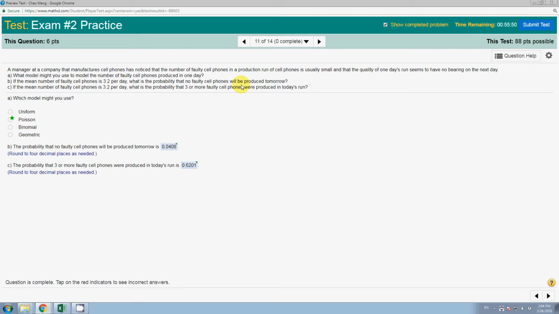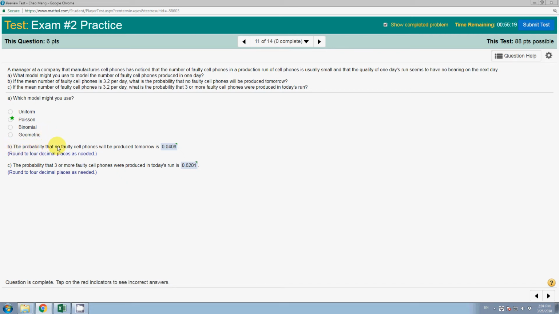It's talking about faulty cell phones being produced, or in other words, faulty cell phones are arriving. In chapter 6, we learned a distribution called the Poisson distribution to model arrivals. It can be customers' arrivals or order arrivals. It could be about faulty cell phones arriving. So this is a Poisson model we need to use. Then let's calculate some probability.